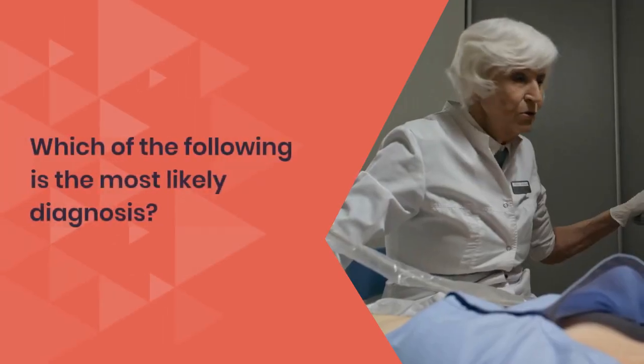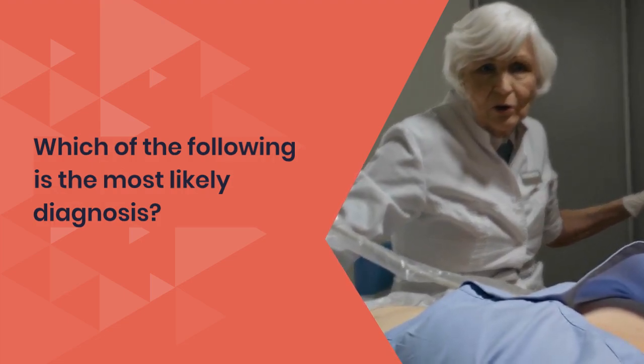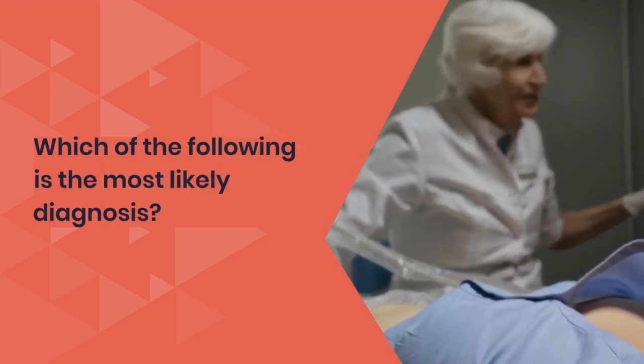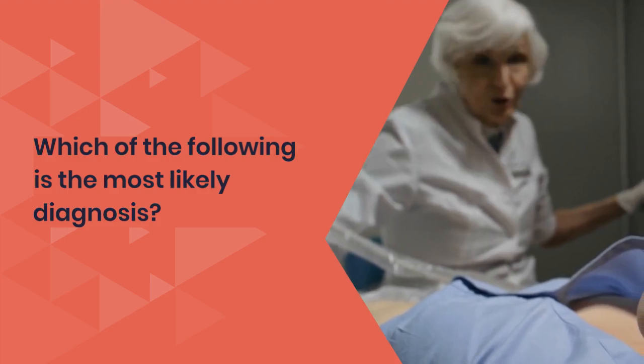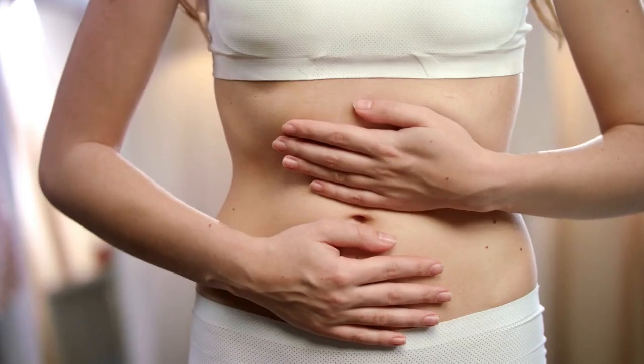Which of the following is the most likely diagnosis? A. Appendicitis. B. Colorectal cancer. C. Crohn's disease. D. Diverticulitis. E. Pseudomembranous colitis. Let's break down the scenario.